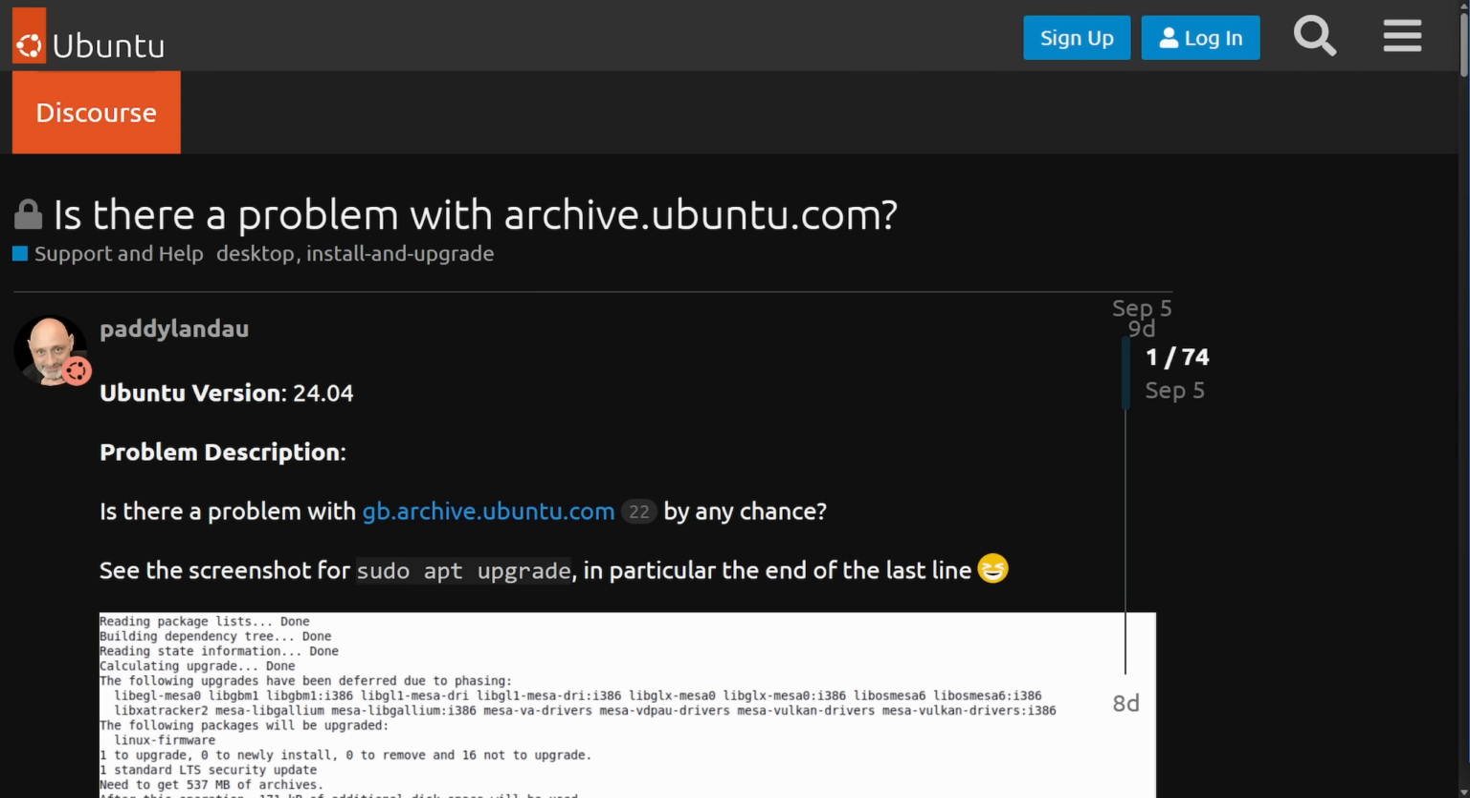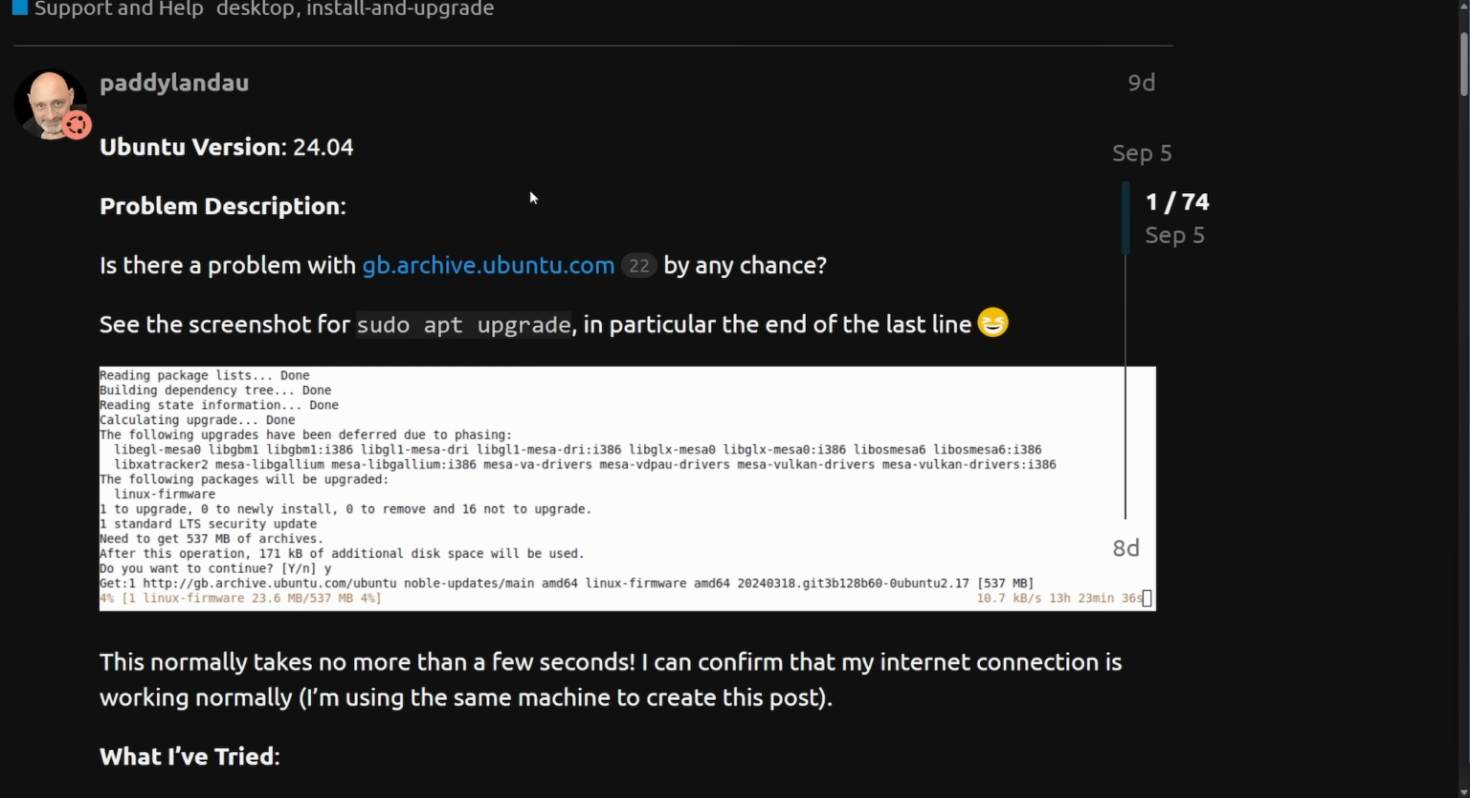what actually happened. So on the Ubuntu Discourse, which is the official discussion forum for the Ubuntu community, there's a user named Patty Landau who posted, "Is there a problem with the archive.ubuntu.com repo?" Effectively, this first report was on Ubuntu version 24.04, and the question was, is there a problem with the gb.archive.ubuntu.com repo by any chance? And then showed a screenshot of what happened when they did sudo apt upgrade.